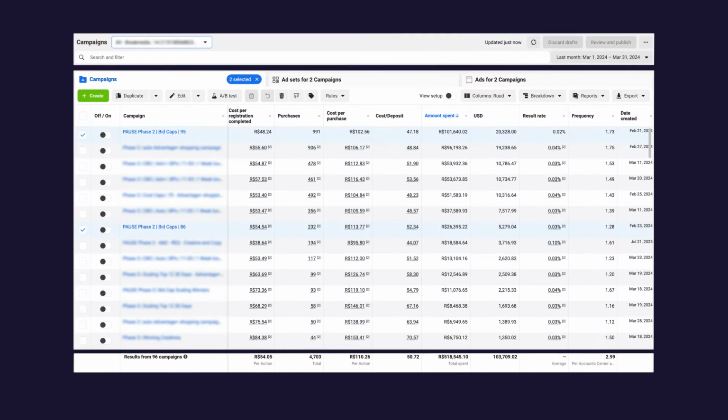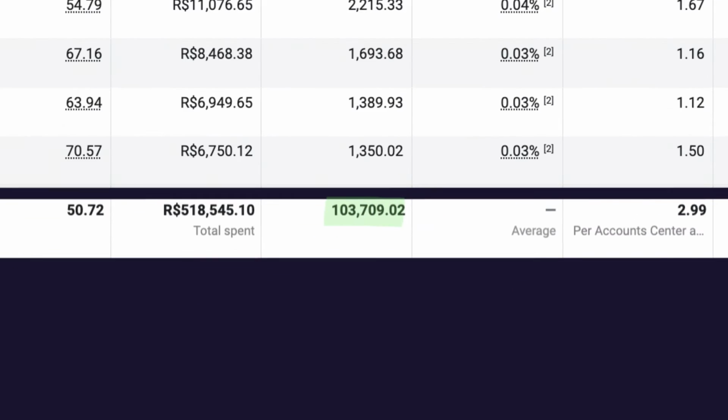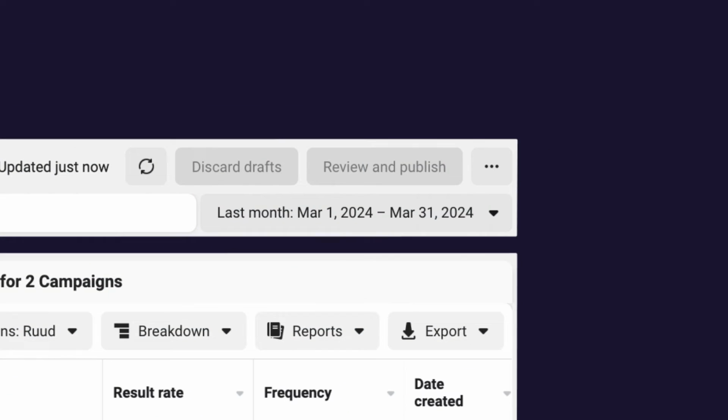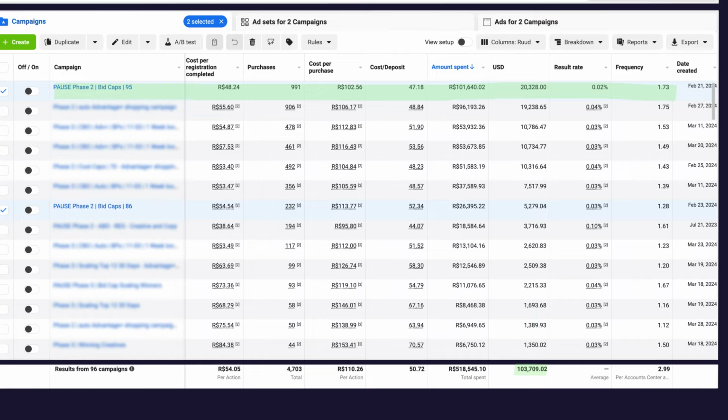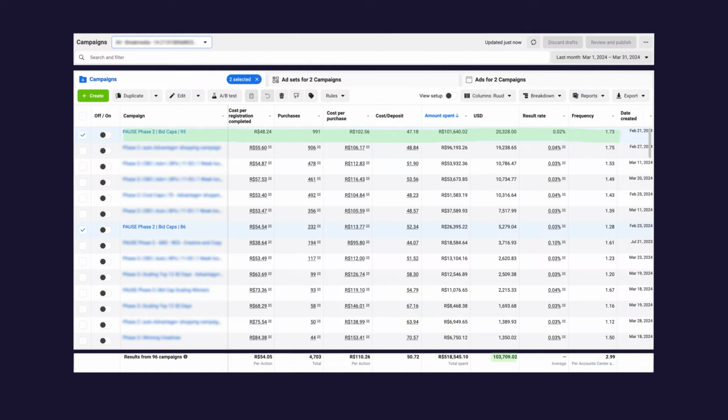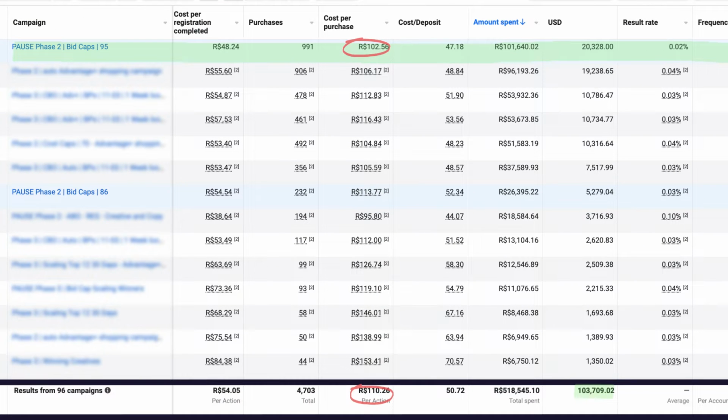All right, so let's go over some results. This ad account spent 103,000 USD in March, and the top spending campaign was a creative bid cap testing campaign that spent 20,000 USD. Now that campaign had the highest spend, but it also had a below average cost per purchase. That is one of the reasons to actually use bid cap campaigns for creative testing, because you can test creatives with a lot more efficiency, right?